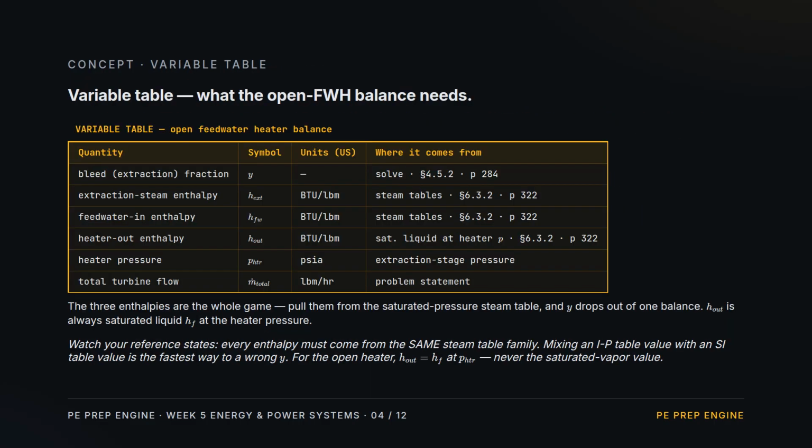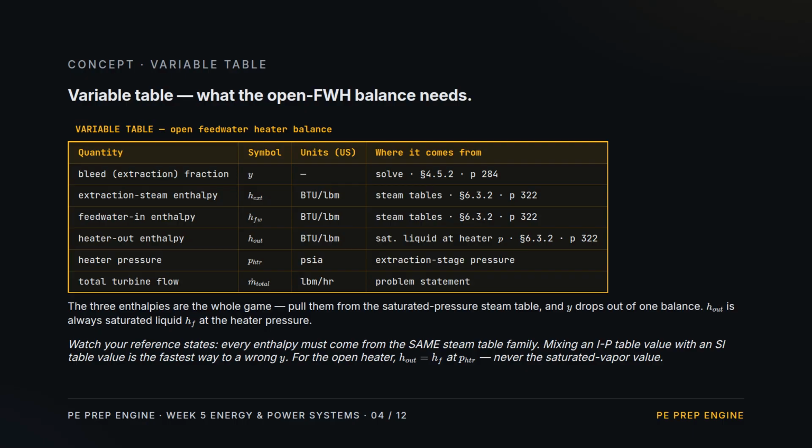The variable table. The bleed fraction Y is the unknown. The three enthalpies are the whole game. Extraction steam, feedwater in, and heater out, all in BTU per pound mass from the saturated pressure steam table. The heater out enthalpy is always saturated liquid at the heater pressure. Pull those three, run one balance, and Y drops out.